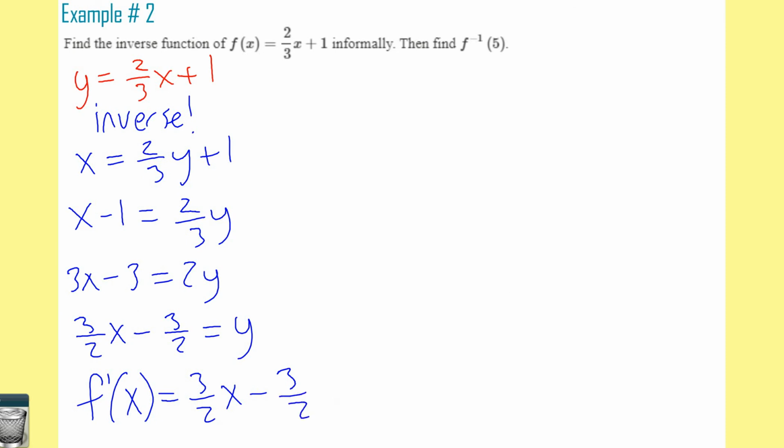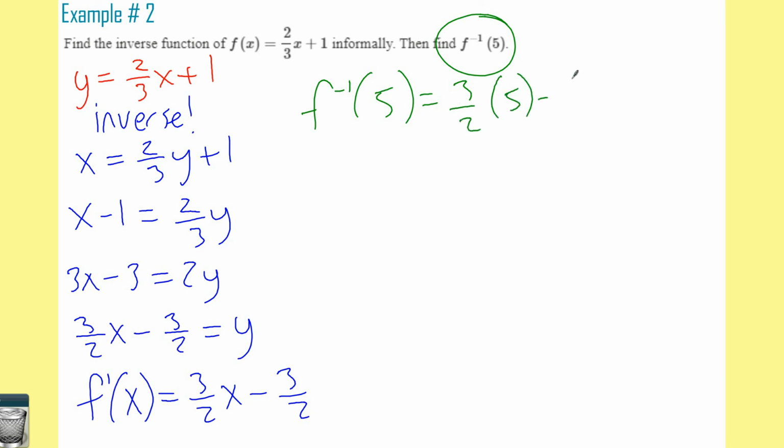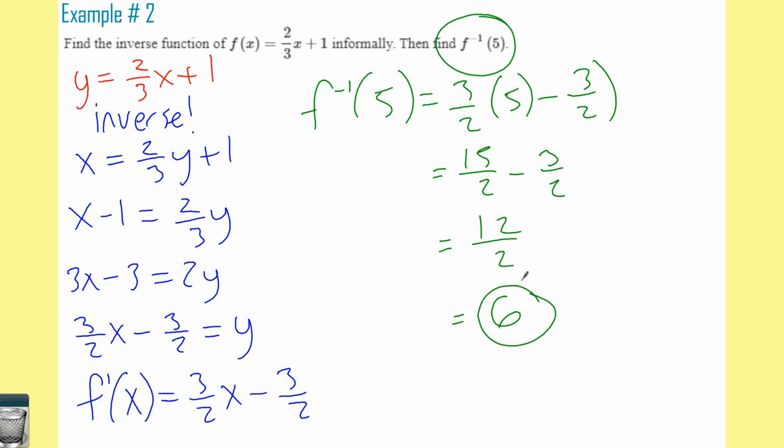So let's find the inverse at 5. Why did I say y? I'm tired. Story of my life. Okay, so 3 over 2 times 5 minus 3 over 2. So that's 15 over 2 minus 3 over 2. So we get 12 over 2, which is 6. And that's our final answer.